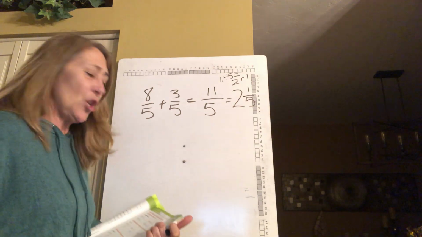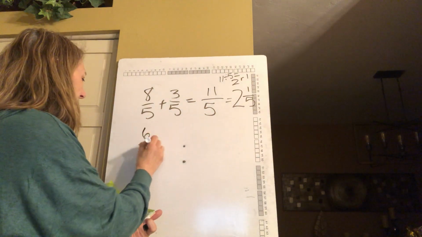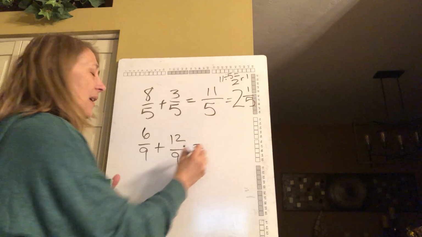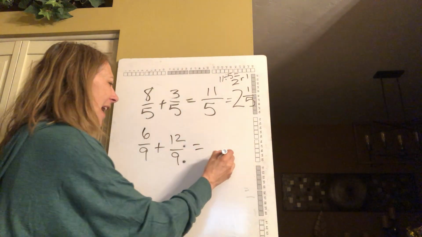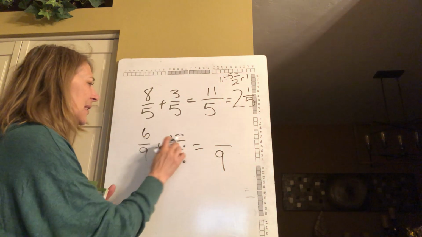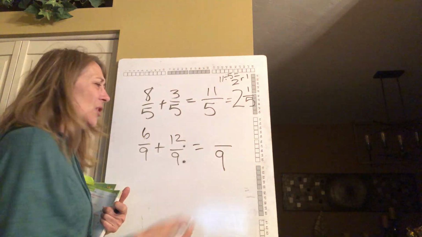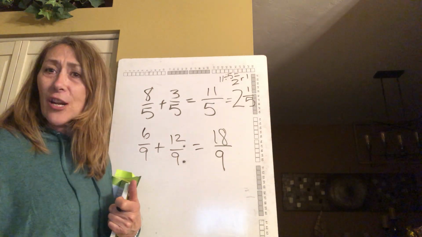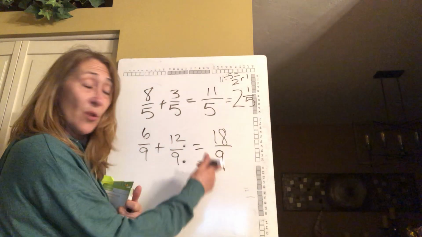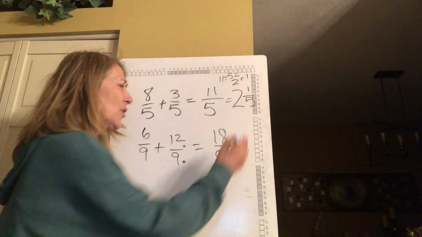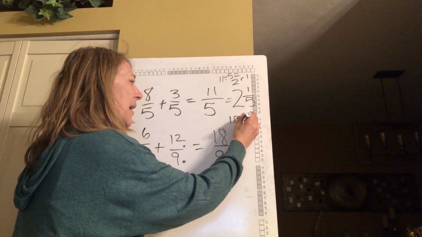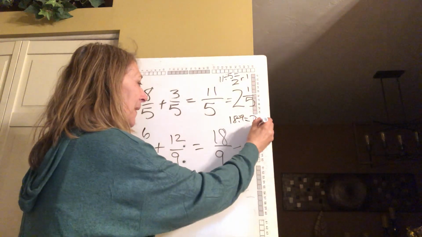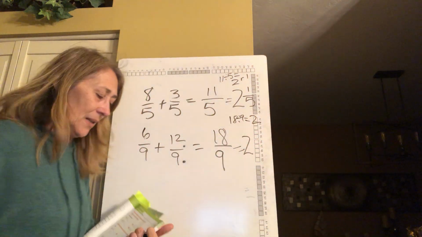Let's look at number 2. 6 ninths plus 12 ninths. My bottom denominator is ninths. That stays the same. I have 6 plus 12. 6 plus 12 are 18 ninths. This one looks pretty easy because I know my multiples. Fraction greater than a whole. How do I do that? 18 divided by 9 equals 2. That's 2 wholes.